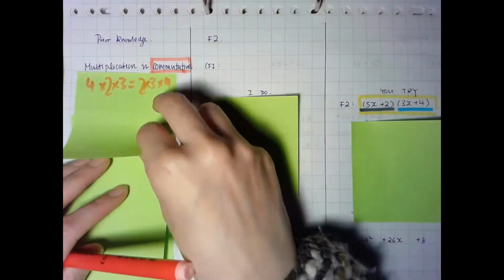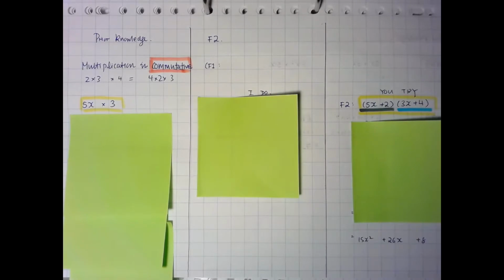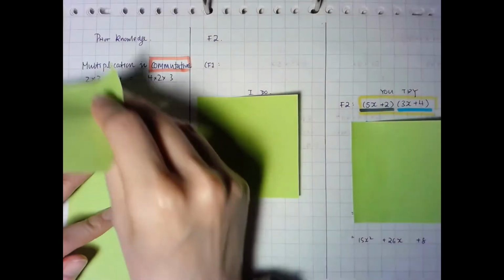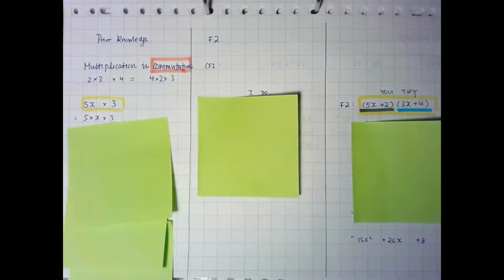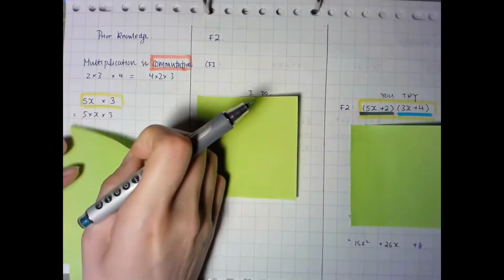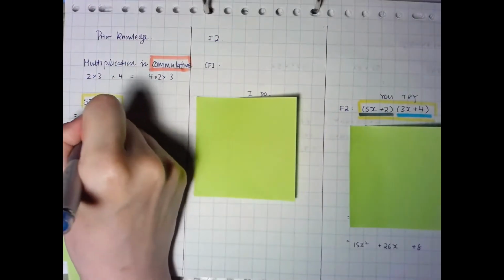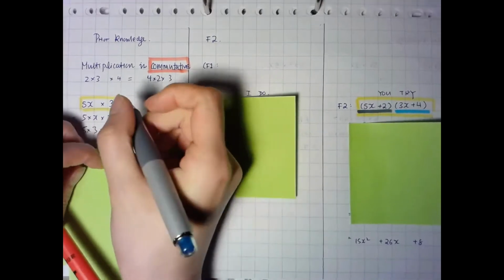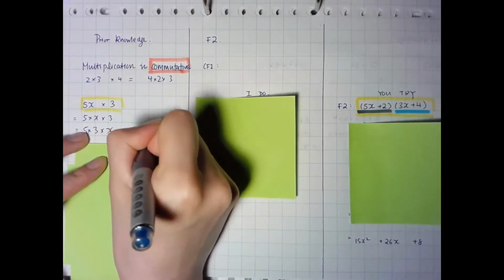And this is really important when we're talking about algebra. So for example, 5x multiplied by 3. That is the same as saying 5 multiplied by x multiplied by 3. And we're just going to rearrange that. We're going to commute them so that it's much easier to work with. 5 times x times 3 is the same as 5 times 3 times by x, which is just 15x.